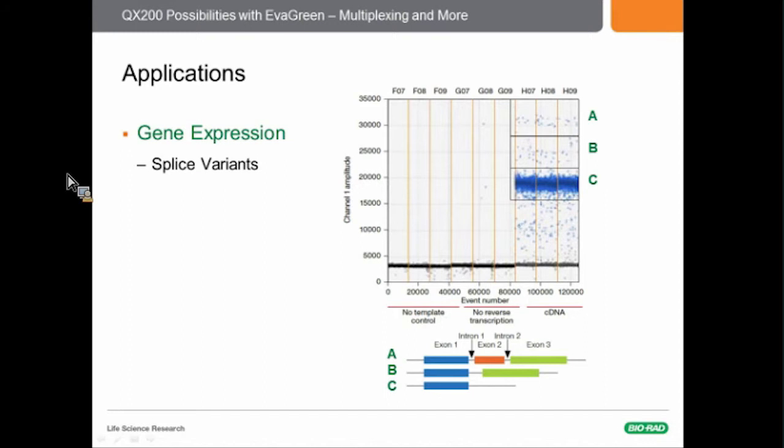Another example of multiplexing based on amplicon length is the use of ddPCR for measuring telomerase activity using TRAP, which stands for Telomere Repeat Amplification Protocol.